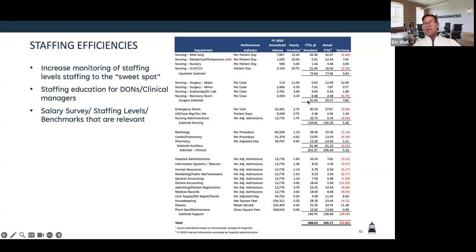Here's surgery. This hospital is actually, the standard would say 21, they're at 29. Very, very good. Emergency room, we usually assume 2.75 paid hours per emergency room visit. These guys' standard would be 30. They're coming in at 27.6. So overall, this is as efficient a hospital as I've seen out there. And then you can see some of the others, radiology, hospital admin. But this is the category, the department. These are the metrics that we use, the performance indicator.